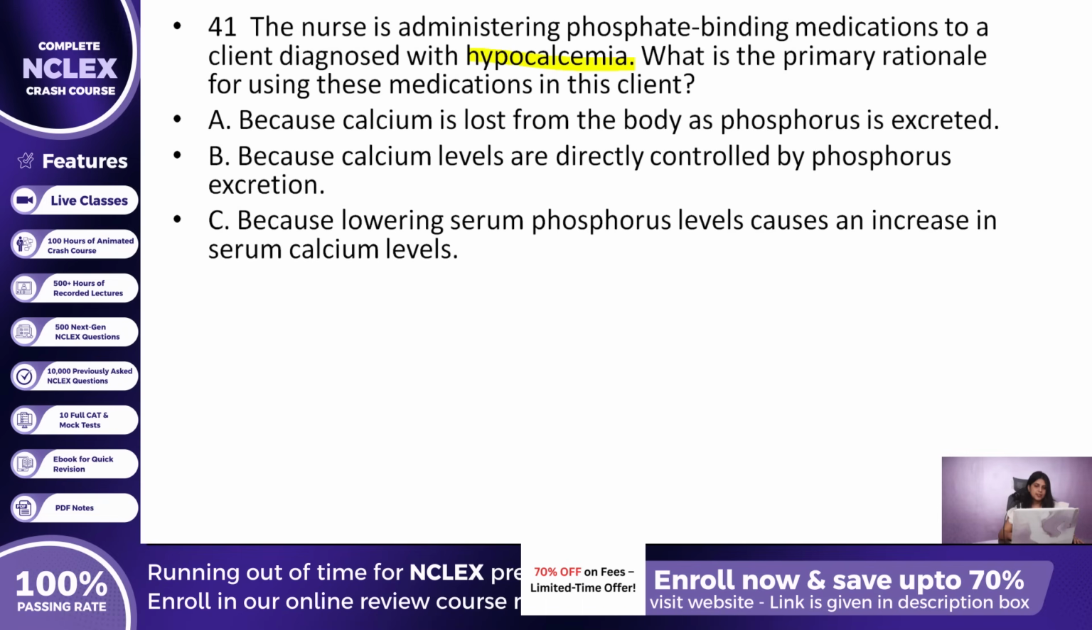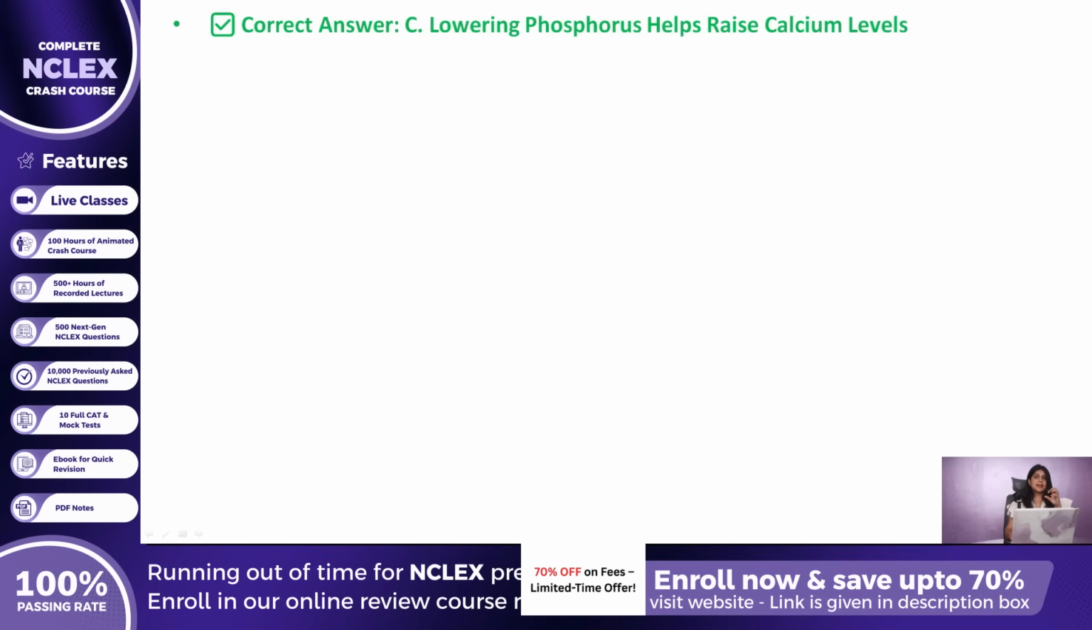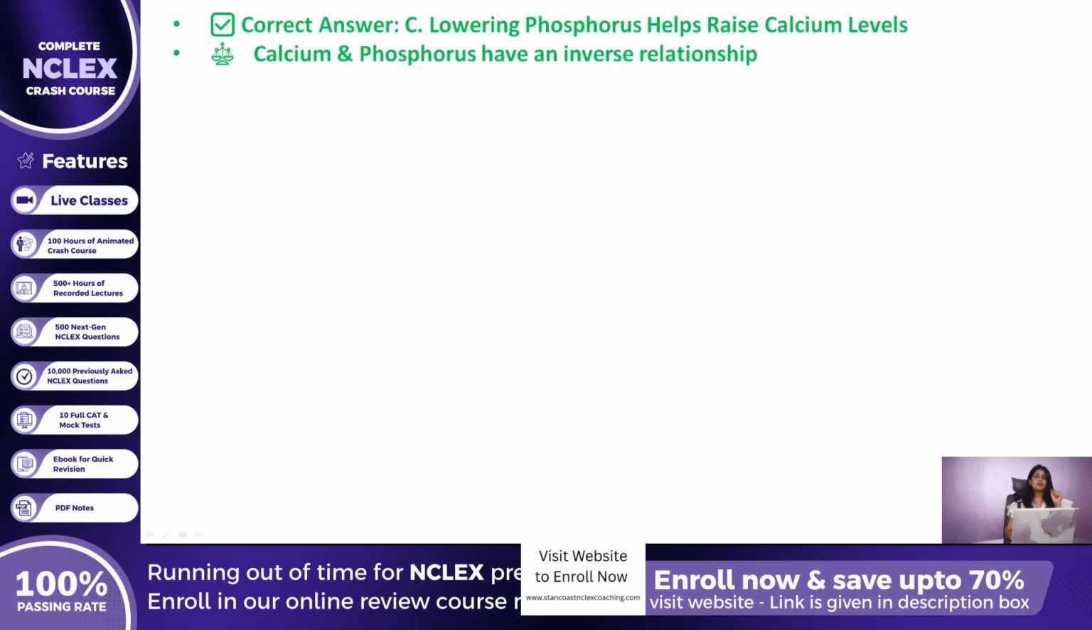C. Because lowering serum phosphorus levels causes an increase in serum calcium levels. And D. Because serum phosphorus must be above a specific level before calcium levels can rise. The correct answer is option C, because lowering serum phosphorus allows calcium levels to rise due to their inverse relationship. Phosphate binds calcium, reducing free levels. Phosphate binders help correct hypocalcemia.